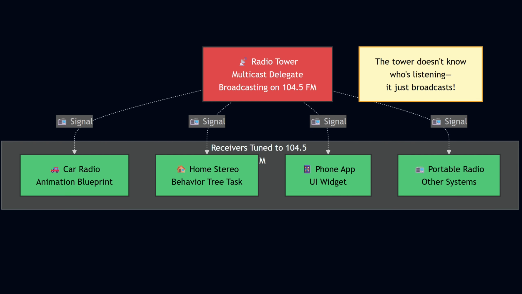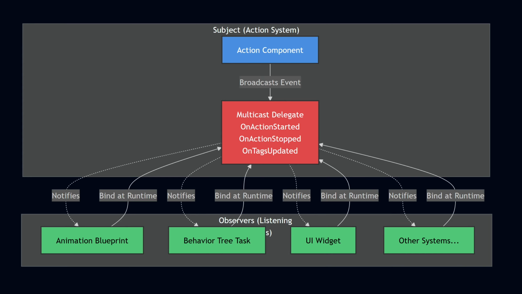The benefit of this is that the subject's code doesn't need to contain hard-coded references to specific observer classes. Observers can be added or removed dynamically at runtime without changing the subject's source code. The subject just says something happened and then lets the delegate system handle who gets notified, which makes multicast delegates perfect for one-to-many event notifications without tight coupling. This will allow us to notify other objects, such as the animation blueprint or a behavior tree task, without our action system needing to know anything about them. And the syntax for setting up multicast delegates in Unreal Engine is something like this.